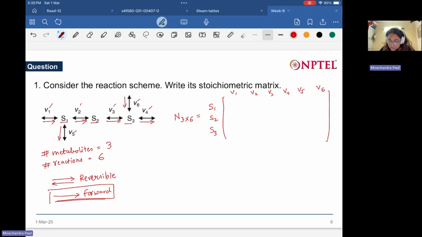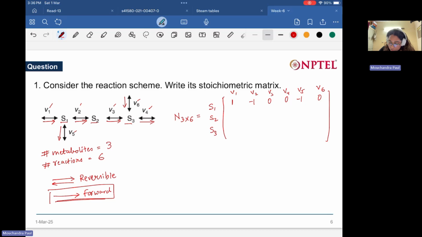Okay. So S1 is getting formed for reaction 1. So there will be +1. Then S1 is a reactant for reaction 2. So there will be -1. And then S1 is not at all involved in reaction 3, reaction 4. Then S1 is a reactant for reaction 5. So -1. Then S1 is not at all involved in reaction 6. Okay, so first row done.